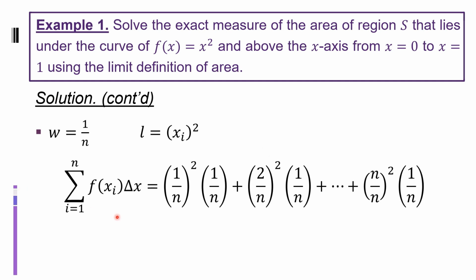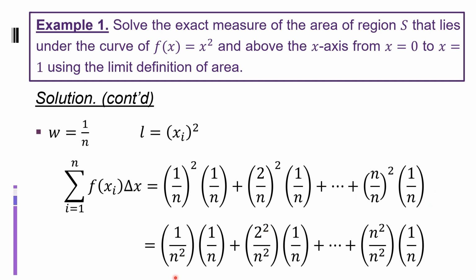So, we now have the summation of f of x sub i delta x from i equals 1 up to n is now 1 over n squared times 1 over n. So, ito yung length ng first rectangle. Ito yung width. Plus 2 over n squared times 1 over n. Ito naman yung ating length for the second rectangle. Tapos ito yung width. Up to the last rectangle, which is n over n squared length, 1 over n width.